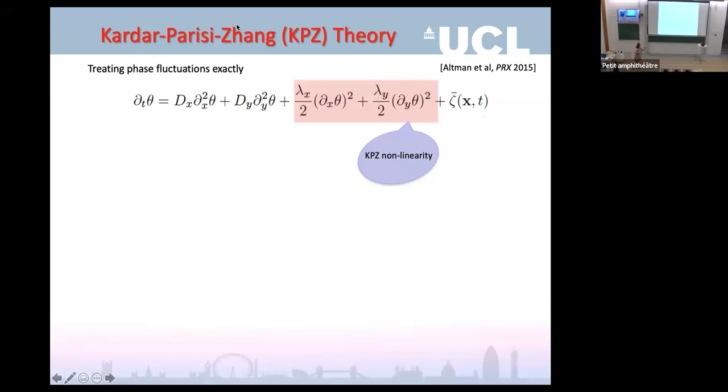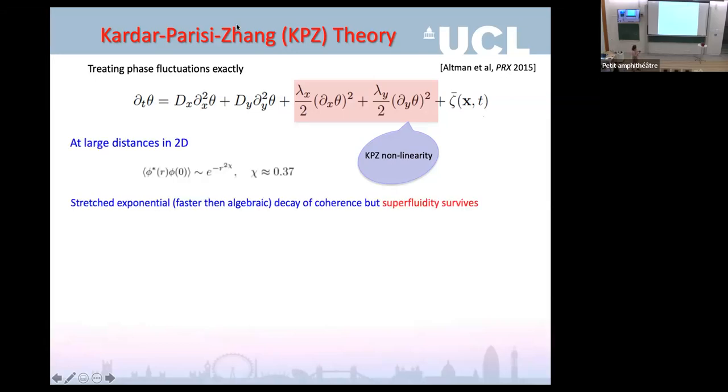So if you have some terms in your Hamiltonian which are complex, something which is nonlinear, or if you have some reservoirs coupled to your system in a nonlinear way, and you integrate out the amplitude fluctuations, you obtain additional terms for the phase, which are now nonlinear, which are quadratic. So this is (∂x θ)². Theta, by the way, is the phase of the condensate.